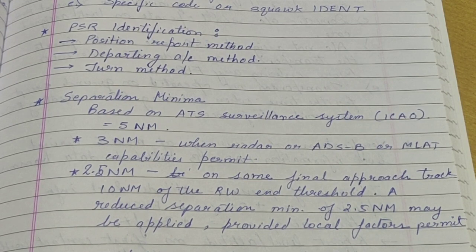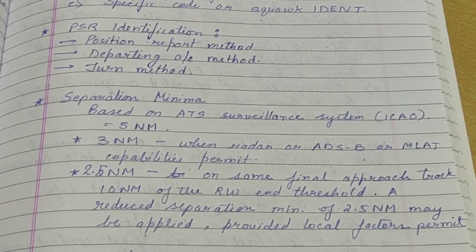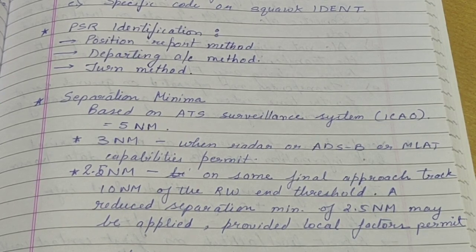Secondly, it is again the same for the departing aircraft: the correlation is drawn between the radar position indication and the aircraft flight path. And also the identification has to be established within 1 nautical mile from the end of the runway used. Okay, so that is one thing.